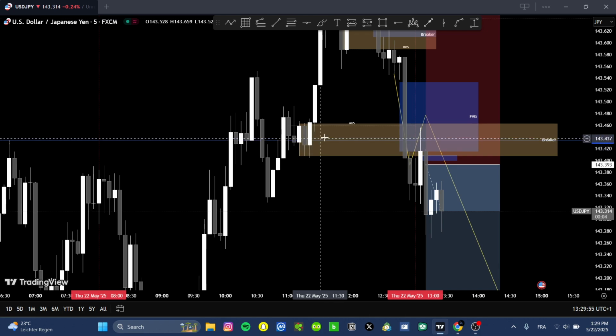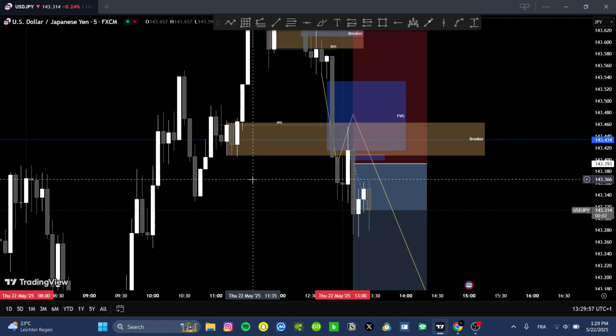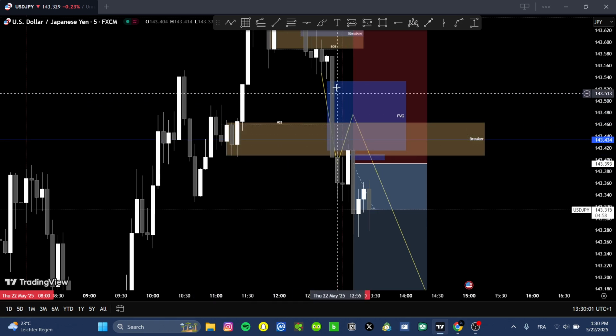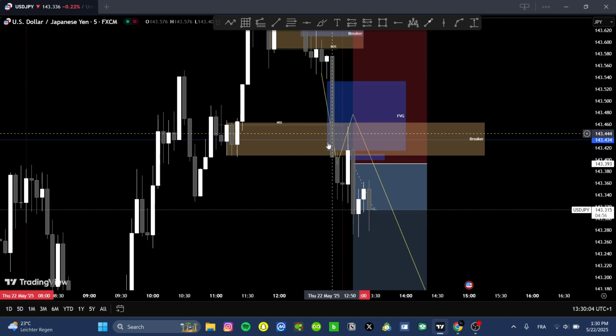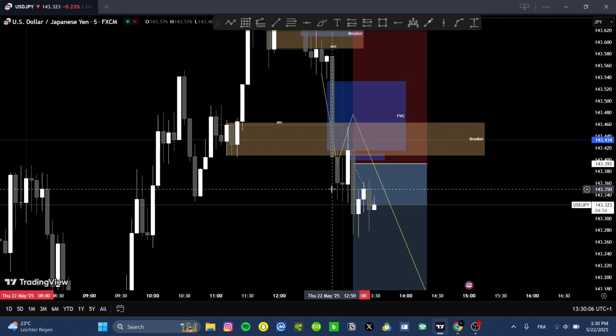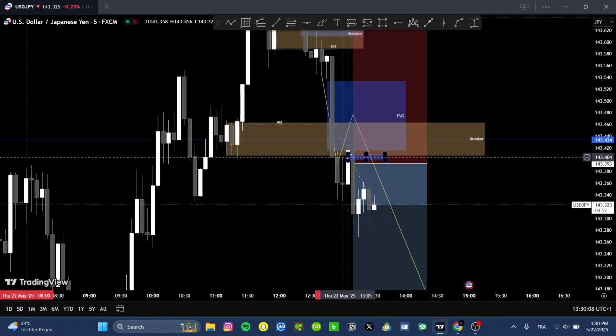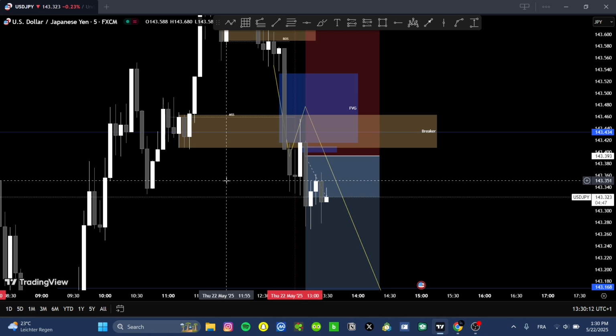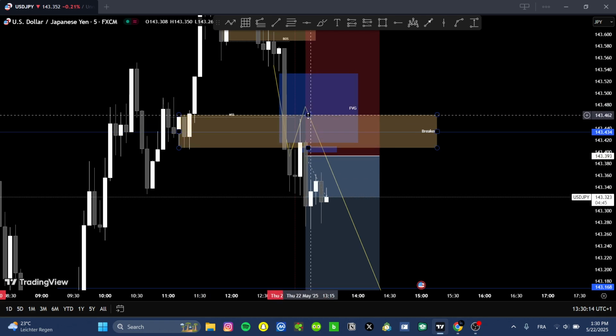So we broke this. We did a market structure shift on the 5-minute also, and we have this order block that turned into a breaker block, and we also have created this bearish fair value gap. I didn't want to enter right here because I knew that this is an order block and price could reverse back into the fair value gap. So what I did is actually wait for the fair value gap to get filled.